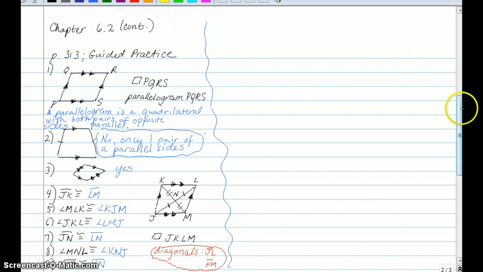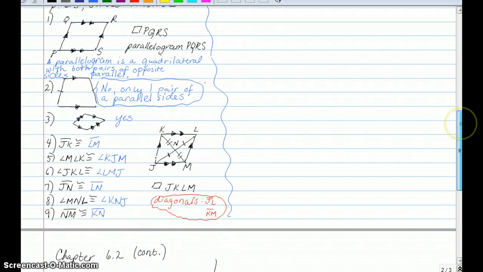Now number four, I actually drew the picture again. The picture can be really helpful. It says complete the statement, give a reason for your answer. Because I'm talking about the answer, I don't have it written yet, but we're going to go through this. So JK is right here, and we know that that is opposite segment LM. So segment LM is opposite, and they're parallel, therefore they are congruent.